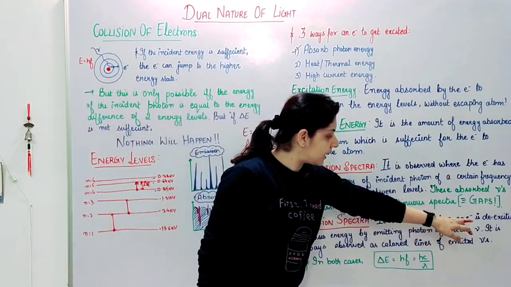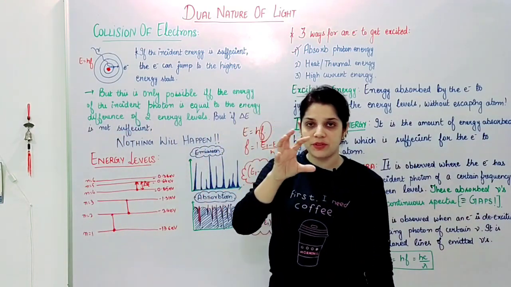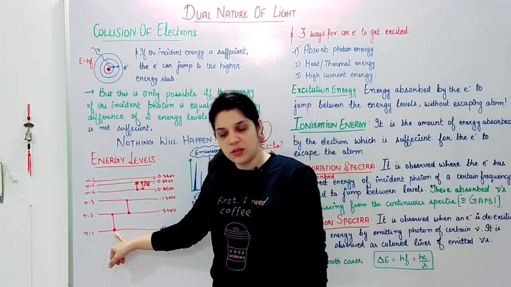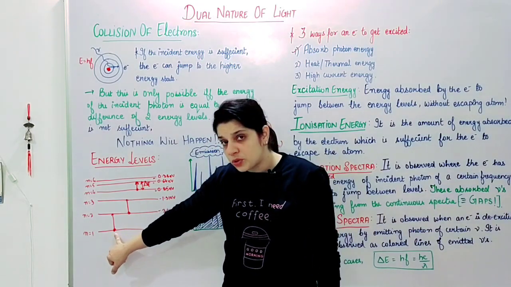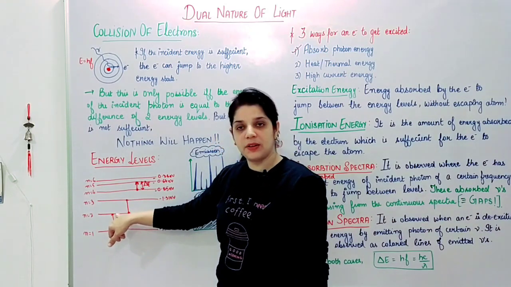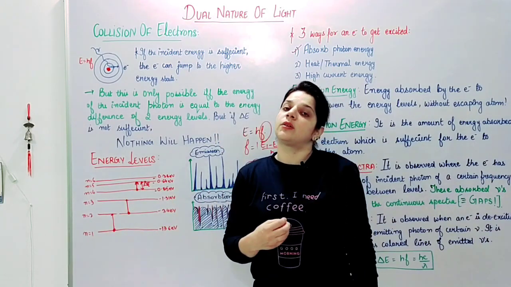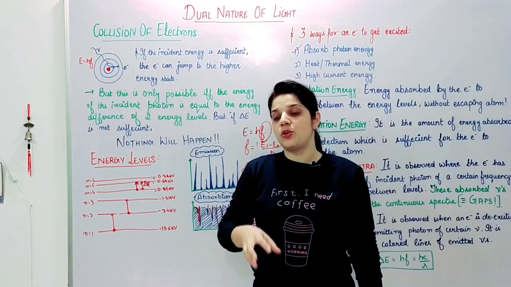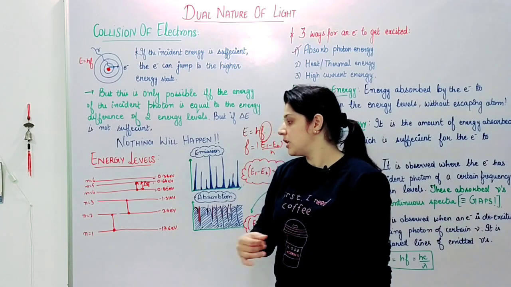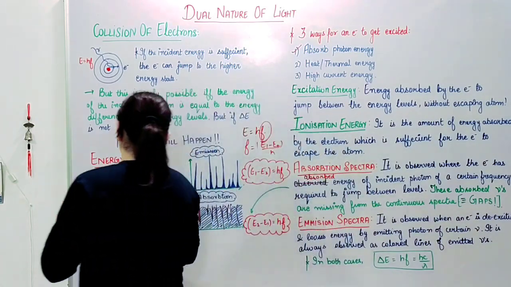It is observed when an electron is de-excited. Now, de-excited means I have a certain electron which was present in this energy level. It absorbed certain photon energy from a photon, and it rose to the next level. Reaching this level, it got very unstable, and to get stabilized, this electron needs to emit the energy. So it releases energy again in the form of a photon.